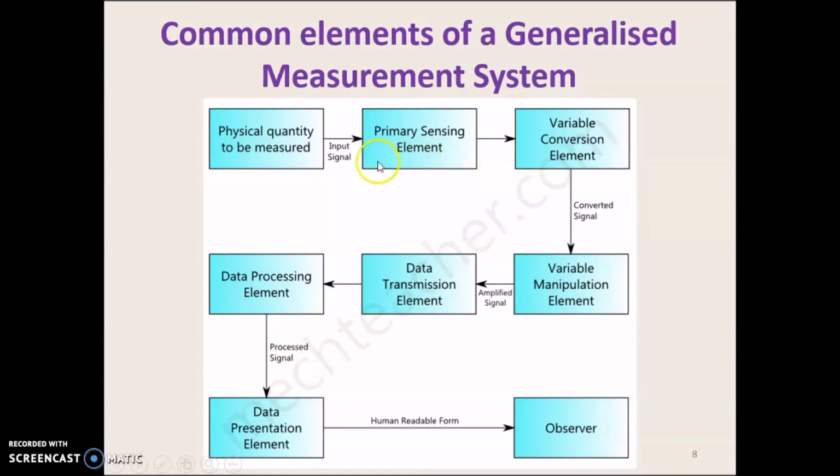Next, this primary sensing element will sense the input signal in one particular form. But will that form be understood by the instrument itself? No, definitely not. Or is that signal strong enough for the instrument to manipulate? Definitely not. So we need some manipulations in between, right? For that purpose, we are going to convert this primary input signal which is being sensed by this sensor into another converted signal by an element called a variable conversion element. Here the input signal may be of one form and this converted signal may be of the other form.